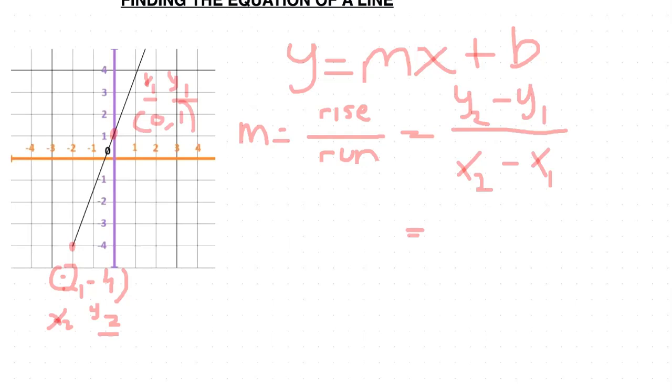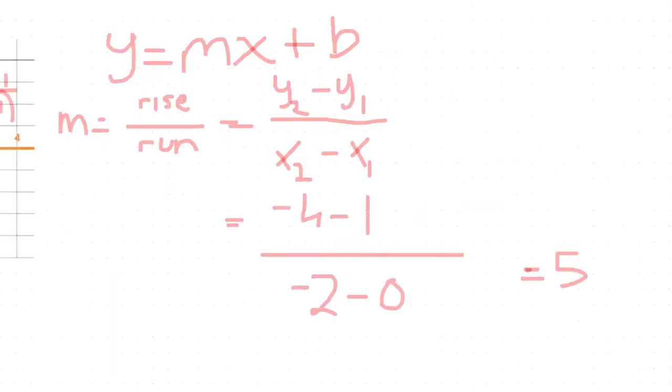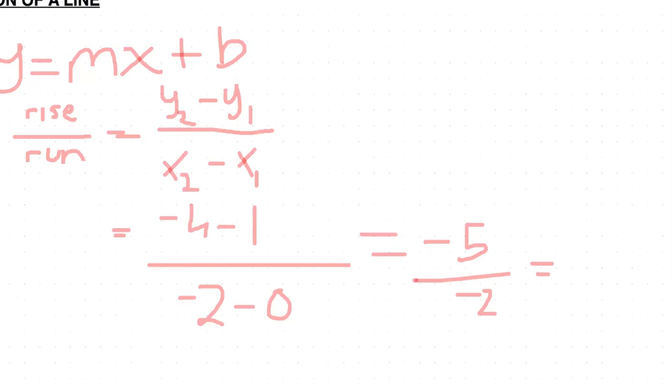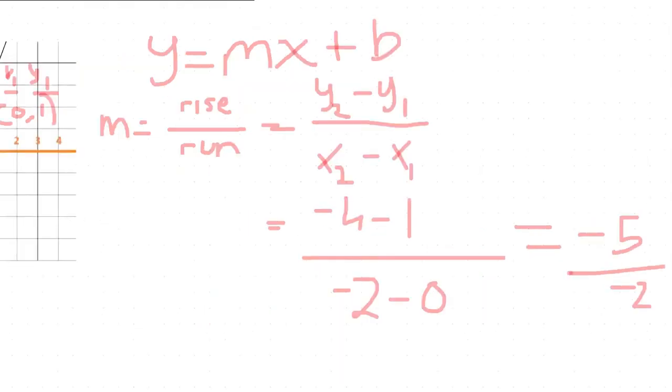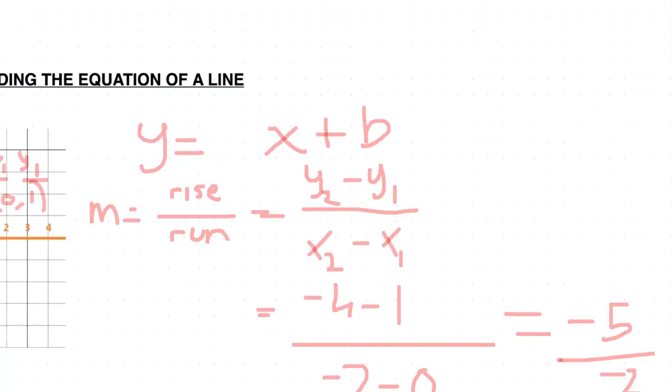So y2 is going to equal -4. y1 is going to equal 1, so we subtract that by 1. x2 is going to equal -2 subtracted by x1, which is going to be 0. Now, that is going to equal -5 over -2, which can be simplified to 5 over 2. We can cancel out the negative signs. And so that is going to be the slope. So we can change m to write in what we have for the slope, 5 over 2.